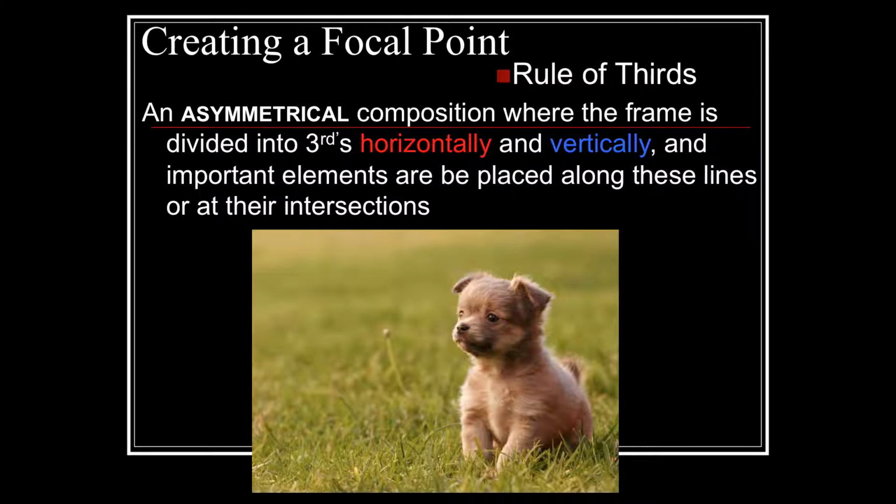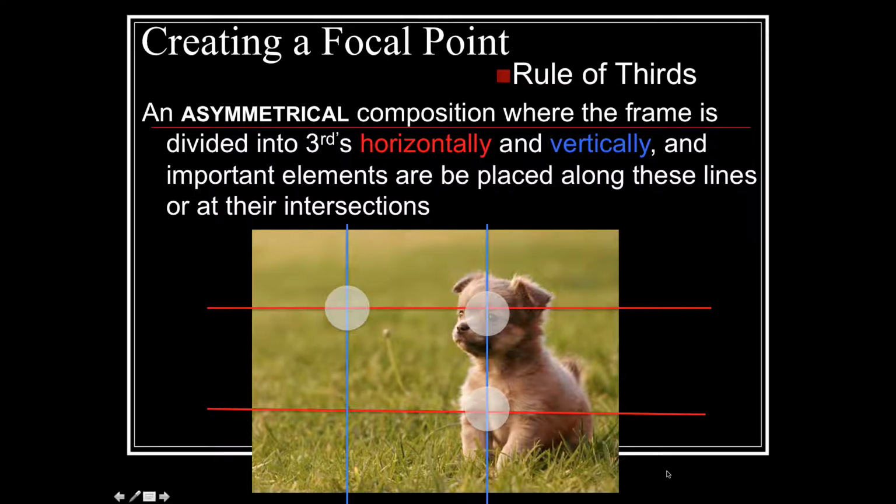You never put your subject in the middle for rule of thirds. And basically what you do is you divide your picture into thirds. So 1/3, 1/3, 1/3 horizontally. And then 1/3, 1/3, 1/3 again vertically. And then wherever these lines cross, that is your ideal emphasis, they call that. And you want to put your important objects in those crosshairs, right?